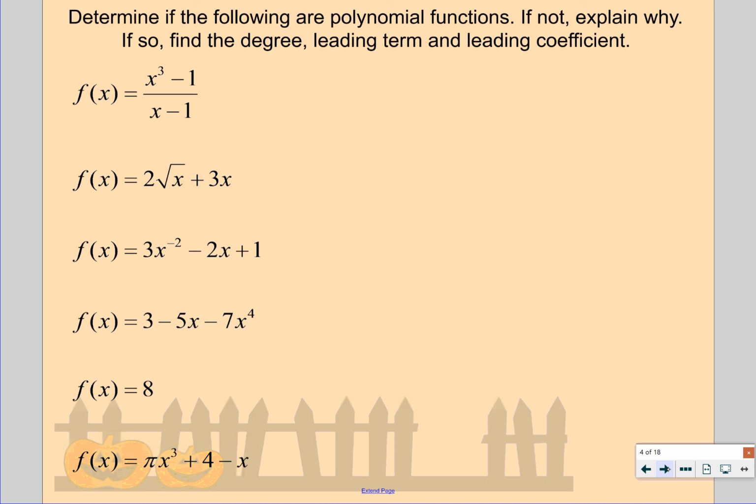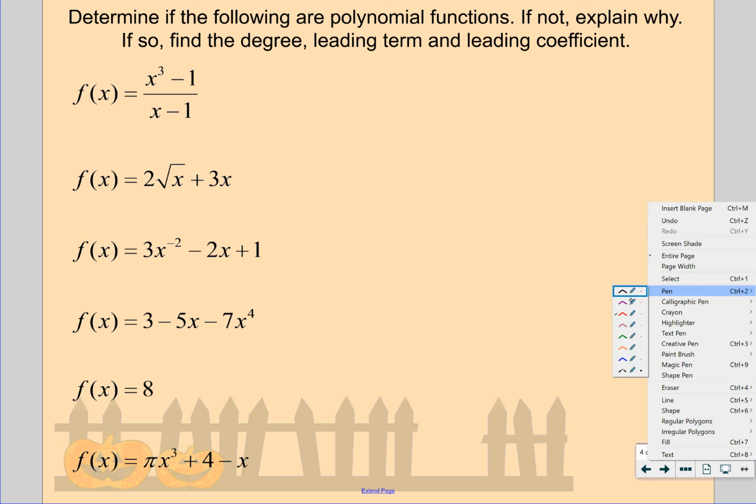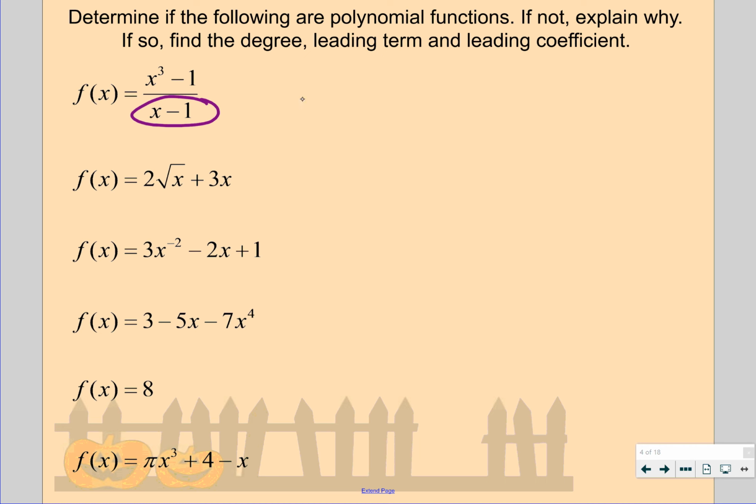First one, f of x equals x to the third minus 1 over x minus 1. What do you think? Yes or no? Is that a polynomial? It is not. What in this equation looks different than our form that we were given? It's got a denominator. It also has a domain restriction, right? That's an easy way to tell, and it will carry over a lot of the different rules. X cannot be 1 in this example. If there's a domain restriction, domain is not all real numbers, not a polynomial.